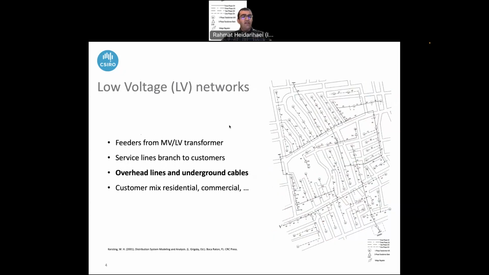It has other components such as feeders, which are from MV/LV transformers, service line branches to the customers, overhead lines and underground cables, which we're going to focus on in this paper, and customer mix, which can be residential, commercial, etc.